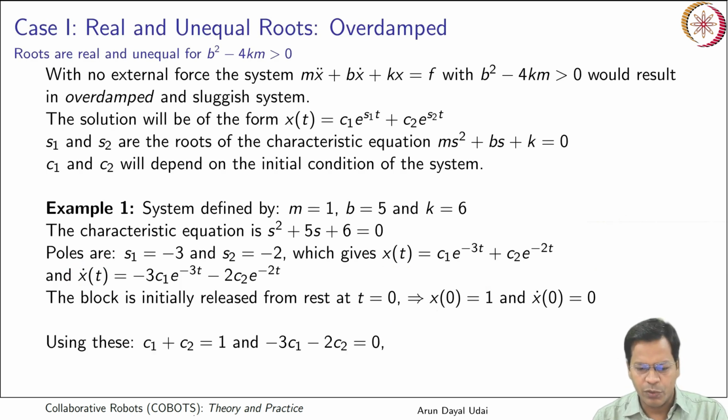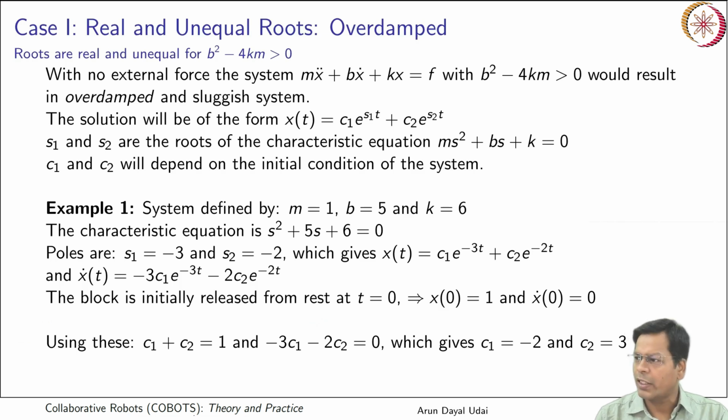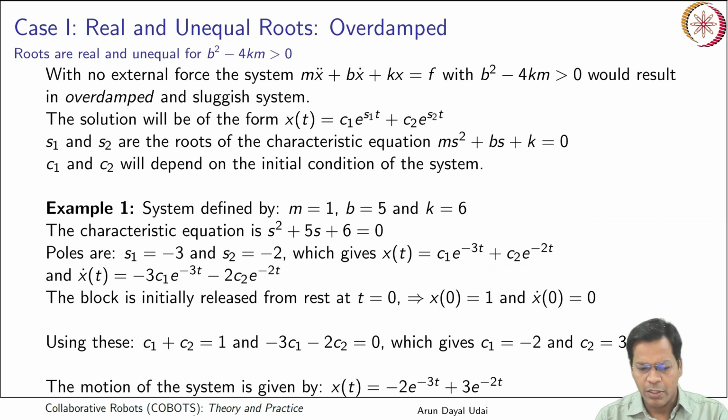Okay, so these two will give me two equations. Okay, this one and this one. Solving these two simultaneous equations, I could extract C1 and C2. So you see I got C1 as -2 and C2 as 3. Okay, these values make this time domain solution of this system complete. So I'll put them here, and I got the motion of the system, which is given by x(t) is equal to -2 e to the power -3t and +3 e to the power -2t. So this is the time domain solution of my system.